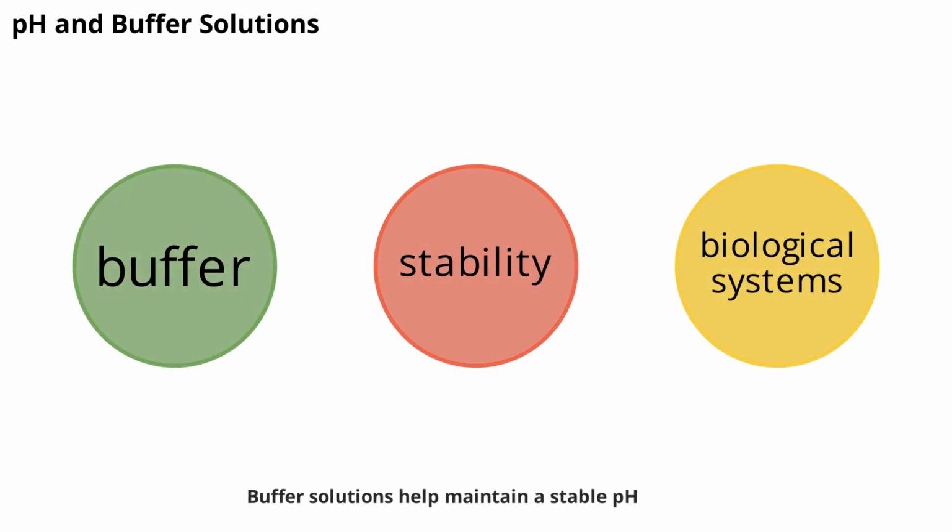Buffer solutions help maintain a stable pH even when acids or bases are added. They are crucial in biological systems, such as blood, where pH must stay within a narrow range. Buffers are also used in laboratories and industry to control reactions and processes.